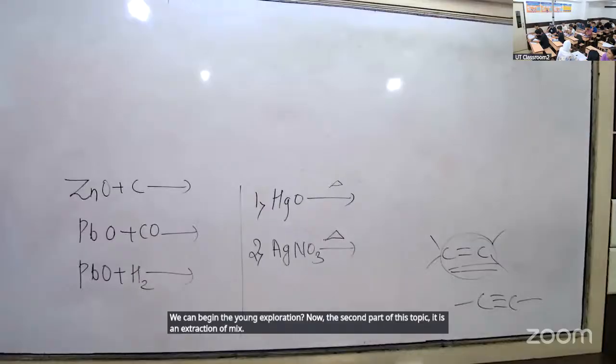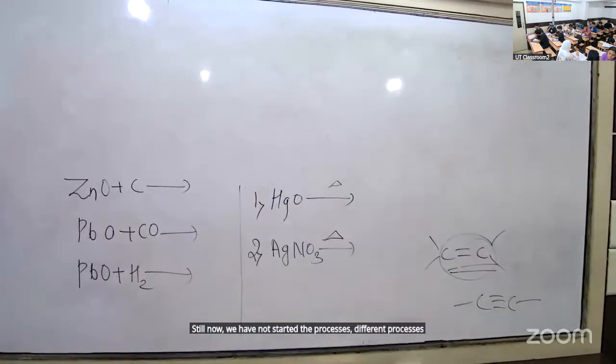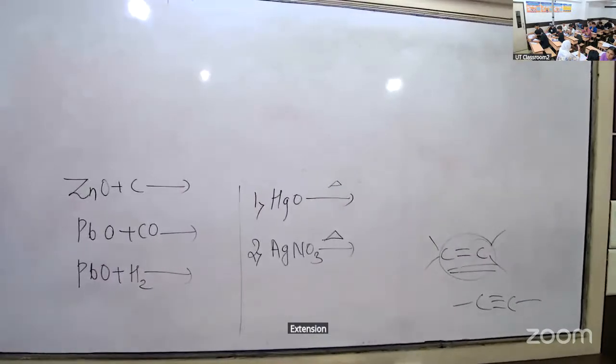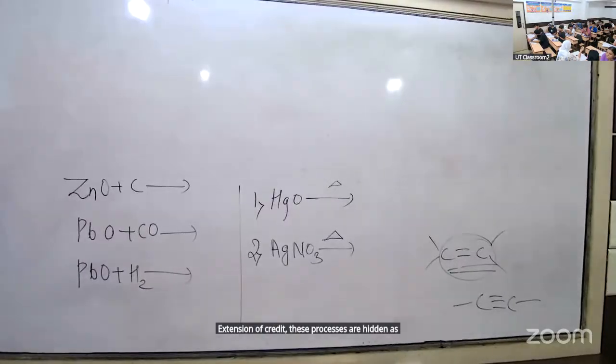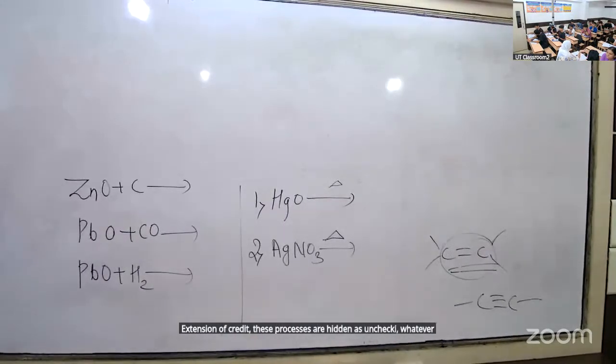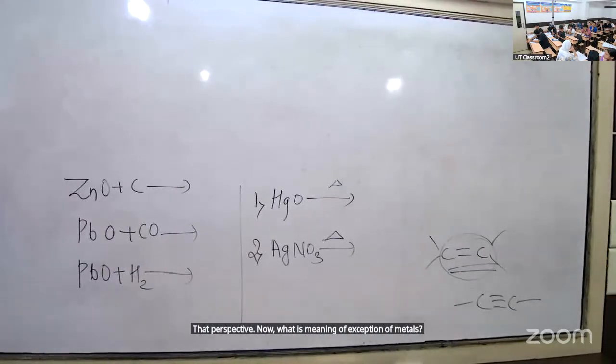Till now we have not started with the processes, different processes. It is only extraction of metal, which processes are taking place. उनके क्या क्या नाम रहेंगे, जो भी whatever reactions we are doing, that things are there. Now what is the meaning of extraction of metals?